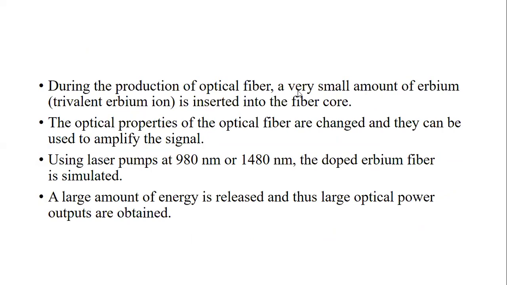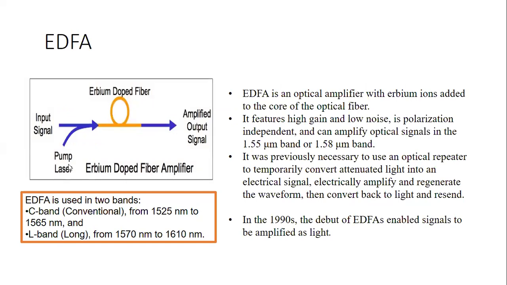So erbium ion is a trivalent ion, basically having a valency of 3 in the outermost orbit. So this particular element is added to the core, and as we add this ion, the characteristics are changed, and this is capable of providing the amplified signal. And for the amplification, we need the pump laser. So we have to supply the energy to this erbium doped fiber using this pump laser.